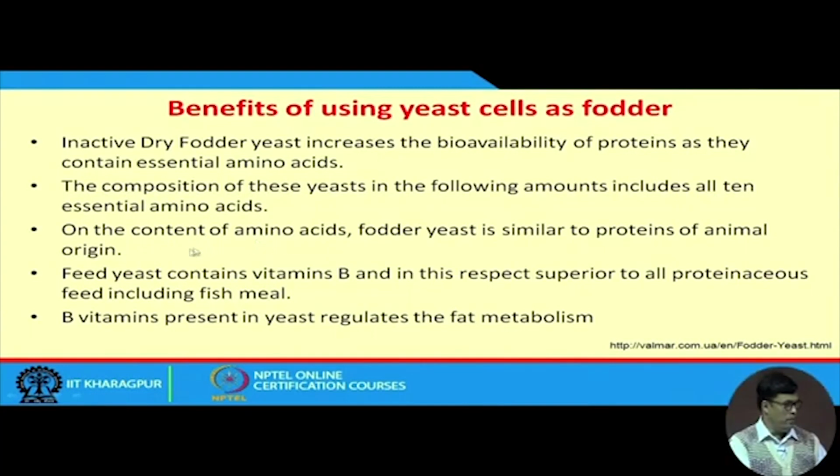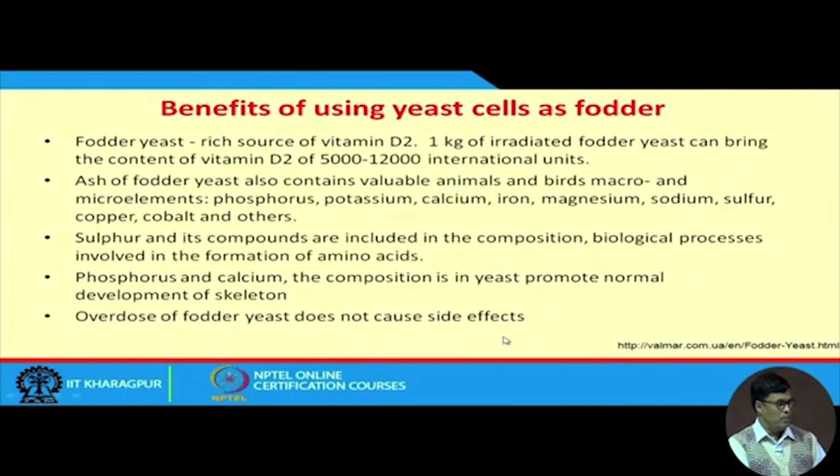In amino acid content, fodder yeast is similar to protein of animal source. In animal origin we have all the amino acids more or less balanced, and feed yeast contains vitamin B, in this respect superior to all proteinaceous feed, including fish meal. The B vitamins present in the yeast regulate fat metabolism. The fodder is also rich in vitamin D2. One kg of irradiated fodder yeast can bring the vitamin D content to 5,000 to 12,000 international units.